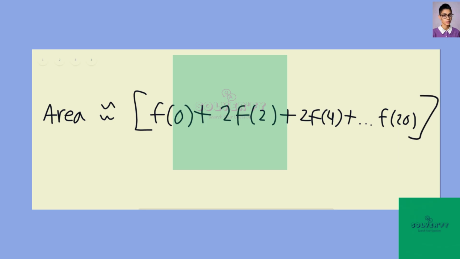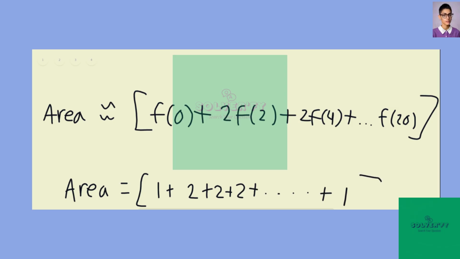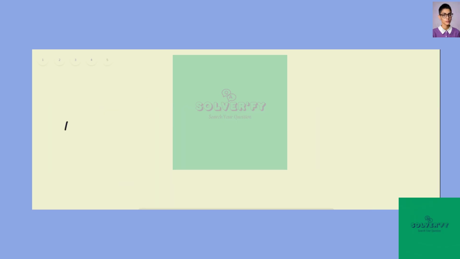So, if we do this, we see that our area equals 1 plus 2 plus 2 plus 2 plus 1, based on this formula. So, we have 9 2's in the middle plus 2 from the end. So, we get that area is approximately equal to 20 by the trapezoid rule.